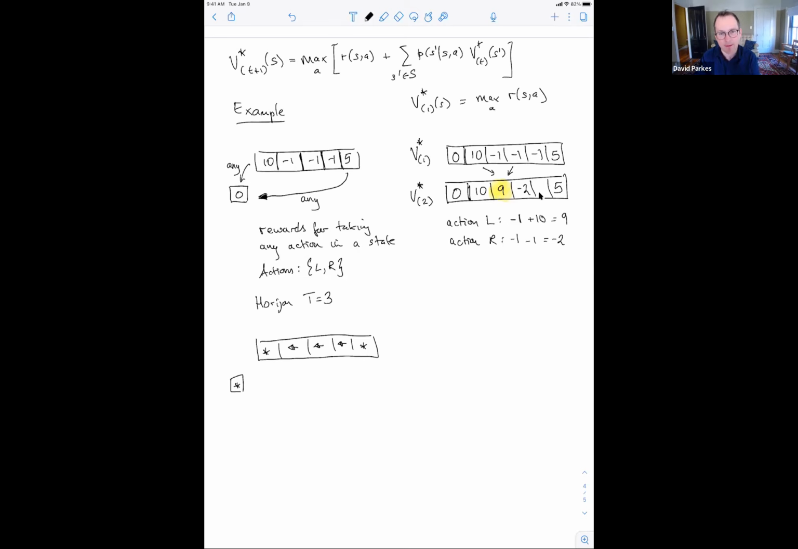And here, it's the max of -1, -1, or I could move right. If I move right, then it's -1 plus 5, which is 4. So this recognizes that the right thing to do with 2 steps to go in this state is to move right. And then we just keep going. We can do this a bit more quickly now.